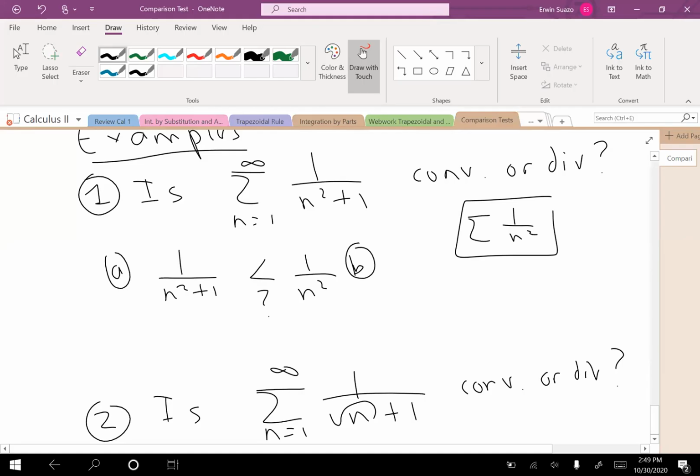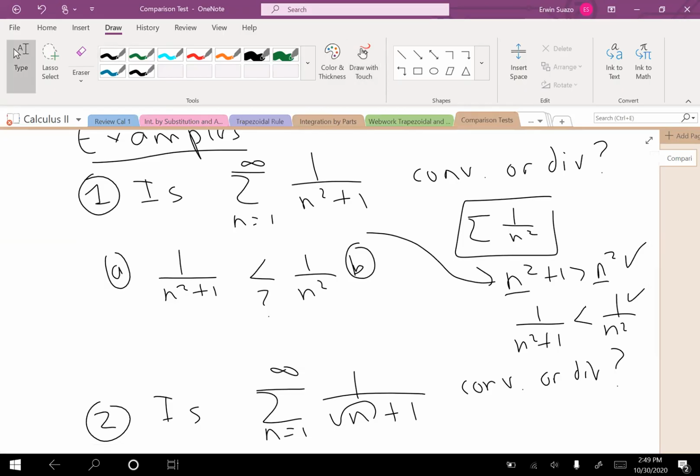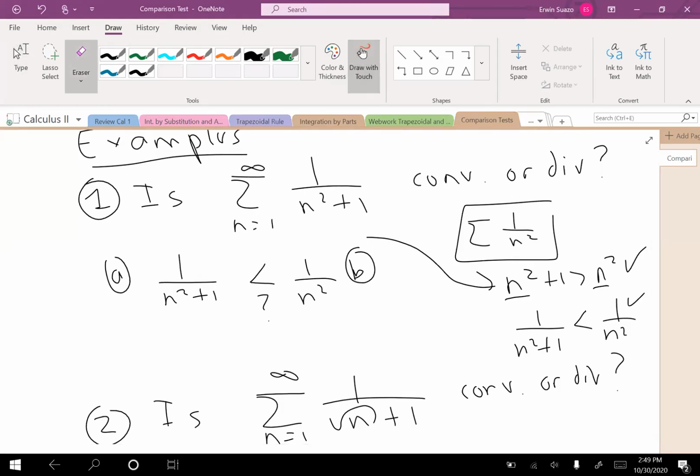The reason is n squared plus 1 is bigger than n squared, right? This is no need to prove. Everybody believes this. You have something and you add 1, well, that extra one is bigger than n squared. These two are the same, right? But now, by properties of inequalities, if I switch them, 1 over n squared plus 1 is less than 1 over n squared. This is correct because of this, okay? Now, this is true.